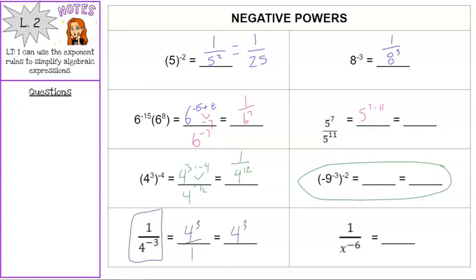And same concept with if it's just a variable there, 1 over x to the negative 6th power would just become x to the positive 6th power. Go ahead and move into your practice.